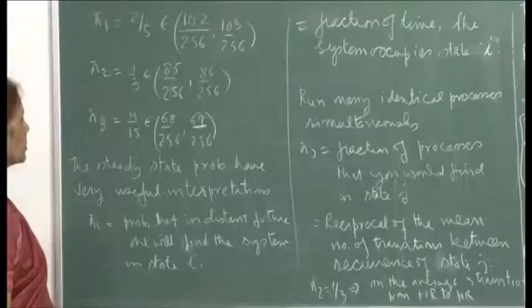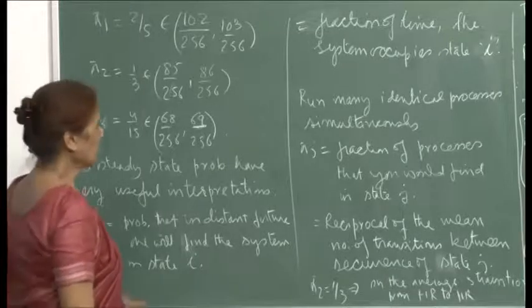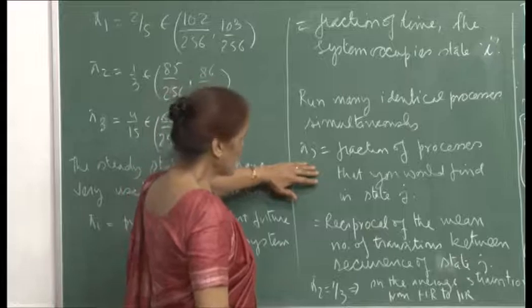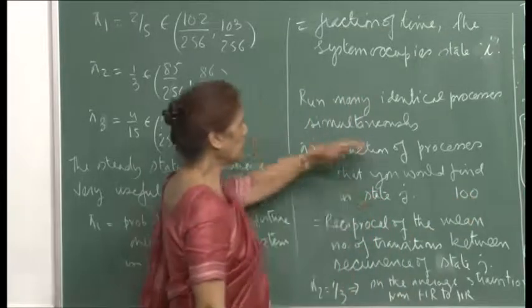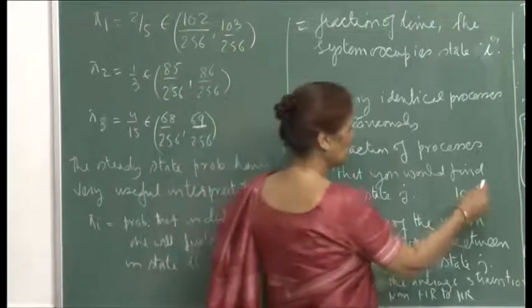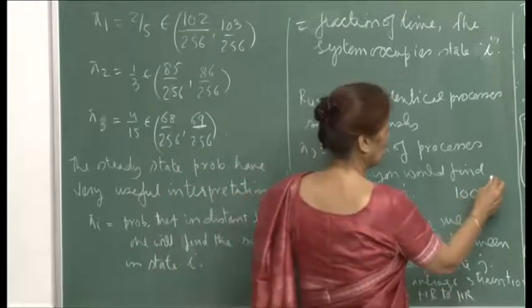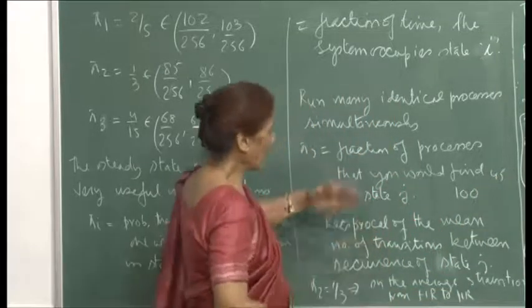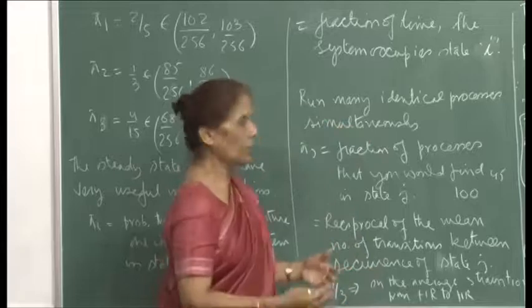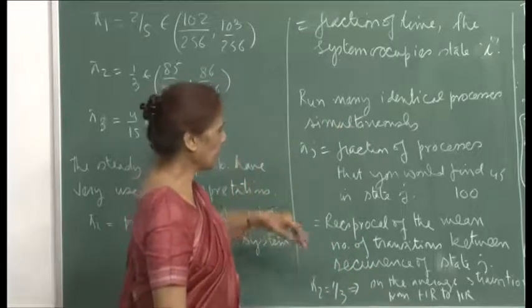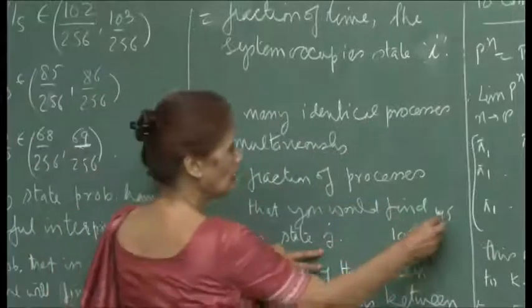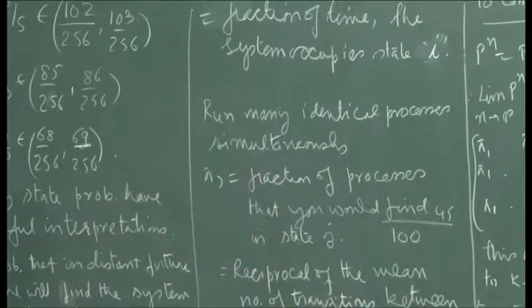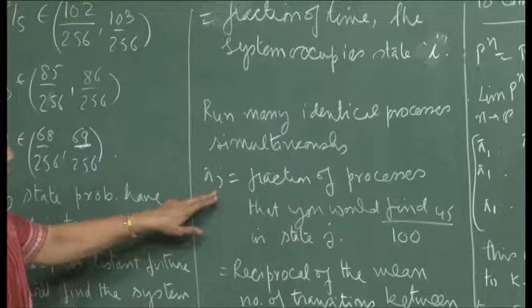Now, if you run many identical processes simultaneously, then pi j would come out to be the fraction of processes that you would find in state j. That means, suppose you run 100 identical processes simultaneously. Of course, you let the processes run for a long time, and then after a certain period of time, you find out how many of these processes are occupying state j. If that comes out to be 45, then your pi j would be approximately 45/100. That will be the fraction of processes that you would find in state j.